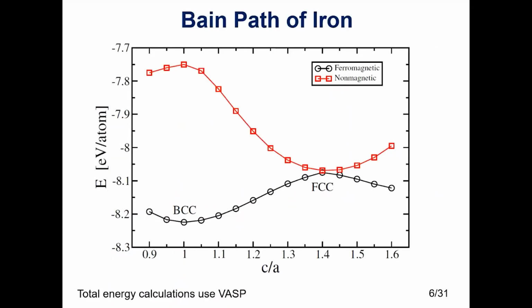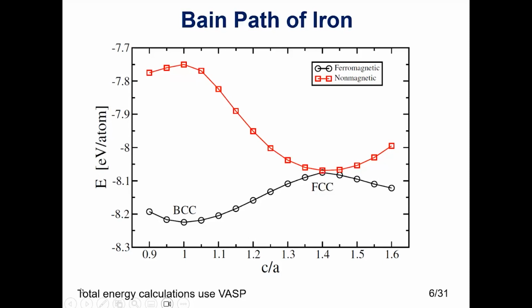Okay, if not, let's talk about the Bain path, which is the sequence of tetragonal distortions. Here I've plotted total energy in units of electron volts per atom as a function of the C over A ratio. When C over A is 1, the structure is body-centered cubic. When C over A is the square root of 2, which is 1.41, the structure is face-centered cubic.